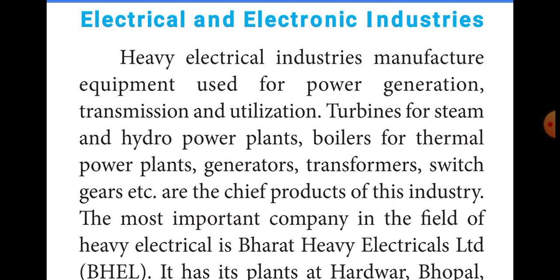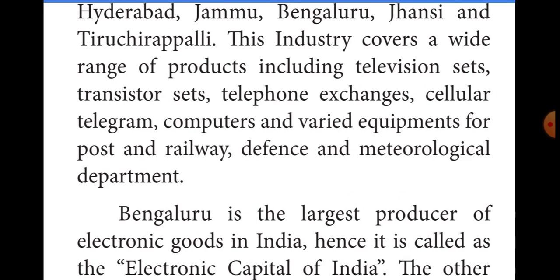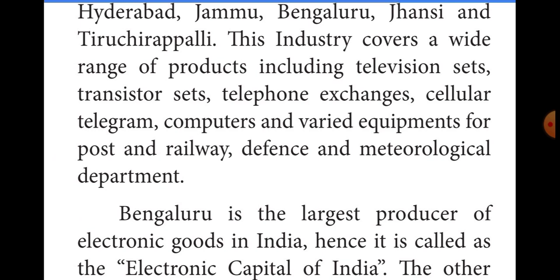Okay, then through these particular industries, some things are produced. For example, television sets, transistor sets, that means small pieces of electronic equipment. Then telephone exchange items, cellular telegram items, computer parts, some equipment for postal areas, railways, defense department, and meteorological department, which is related to the branch of science. Through these electrical and electronic industries, some materials, machines, and equipment are produced.